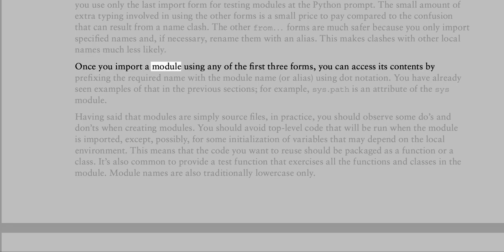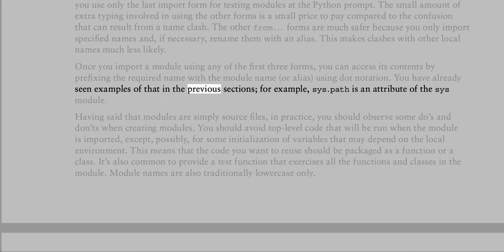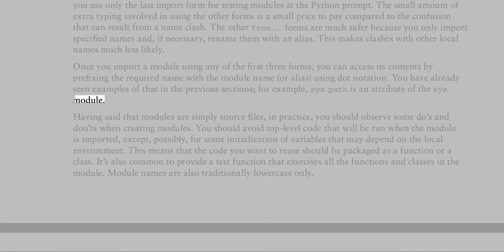Once you import a module using any of the first three forms, you can access its contents by prefixing the required name with the module name or alias, using dot notation. You have already seen examples of that in the previous sections. For example, sys.path is an attribute of the sys module. Having said that modules are simply source files, in practice, you should observe some dos and don'ts when creating modules.